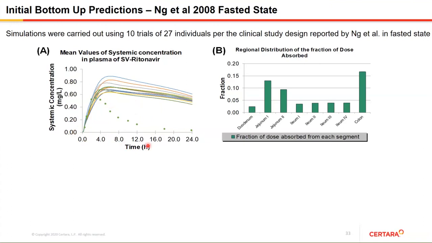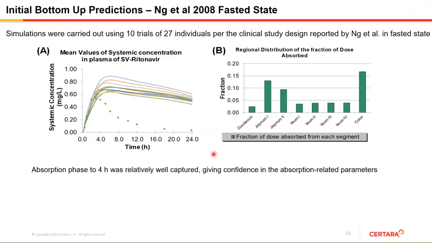Please remember that we don't have intravenous data, so there are always parameter identifiability issues. But we had a good understanding of how our formulation is behaving, and this gives us confidence in our absorption parameters, because even with the bottom-up predictions we were able to capture this absorption. So this really guided us to understand which parameters we need to look at.